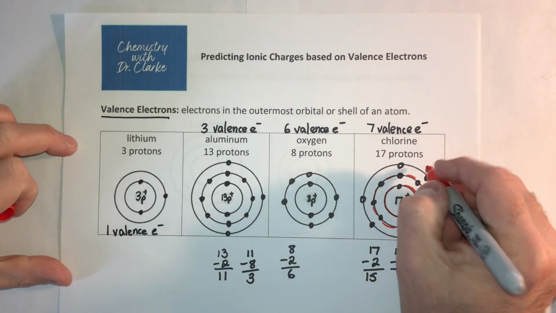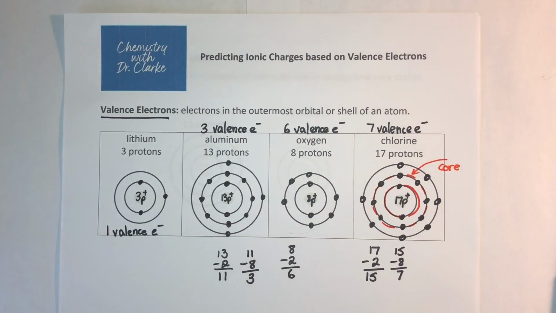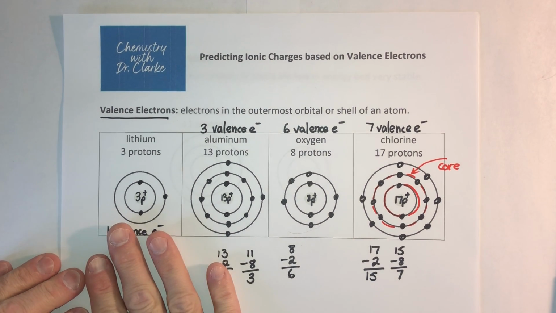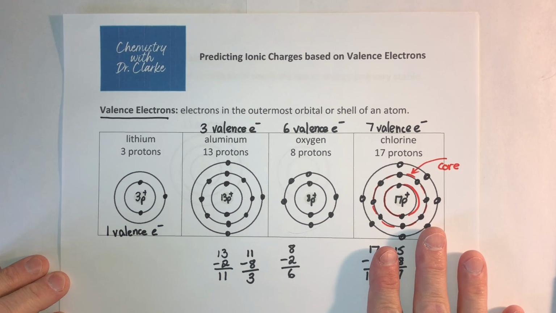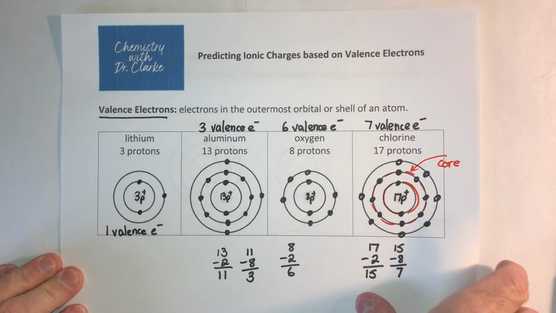So these are core electrons. If you're a core electron, you tend not to do anything, right? You don't interact with neighbors, you don't form bonds, they just don't get involved. Your valence electrons, that's where all the action is. Okay, so now that we've reviewed how you figure out the number of valence electrons, let's talk about how that relates to ions.